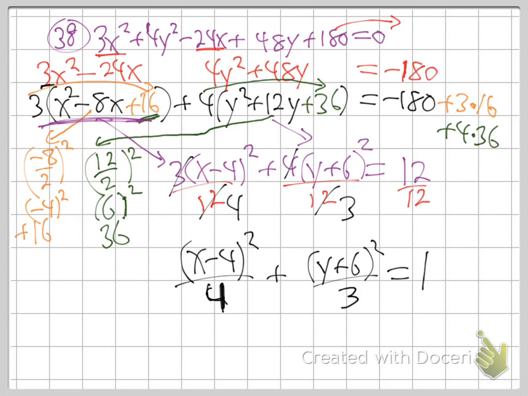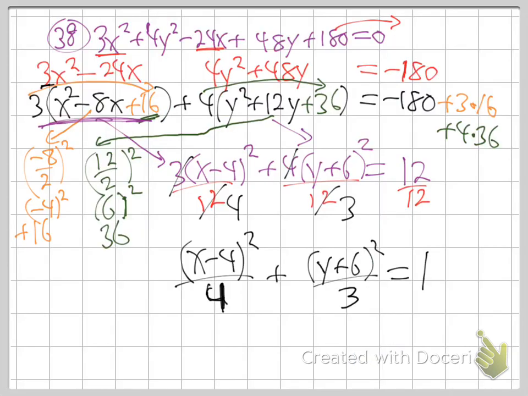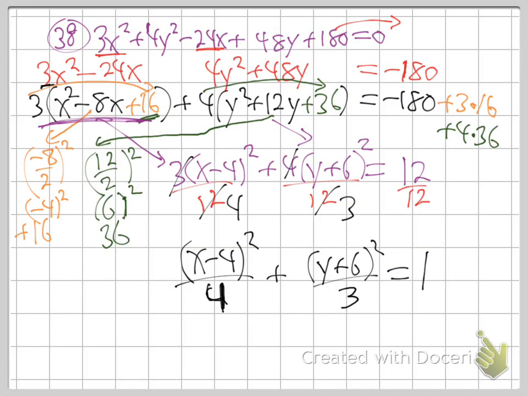Yeah, I'm wondering that too. Let's go see what the options have. X minus 4 squared over 4. I see that there and I see it there. Plus y plus 6 squared over 3. Yeah, so 2 of them, A and D, both have that. So we got to find the rest. What's the center? We only need one more thing. What's the center?